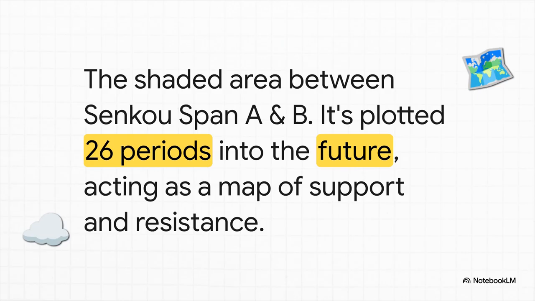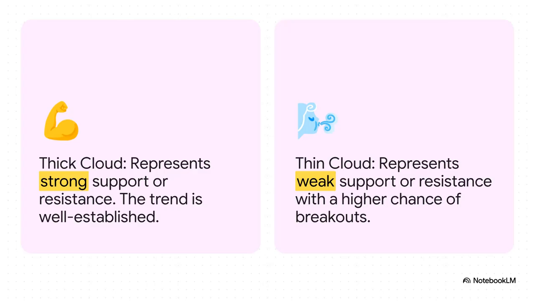And that brings us to the main event, the star of the show, the Kumo. You know it as the cloud. This is that big shaded area on the chart, and it's what makes Ichimoku, well, Ichimoku. What's really wild is that it's actually plotted 26 periods ahead of the current price. It's literally giving you a glimpse into the future, mapping out potential areas of support and resistance before the price even gets there.